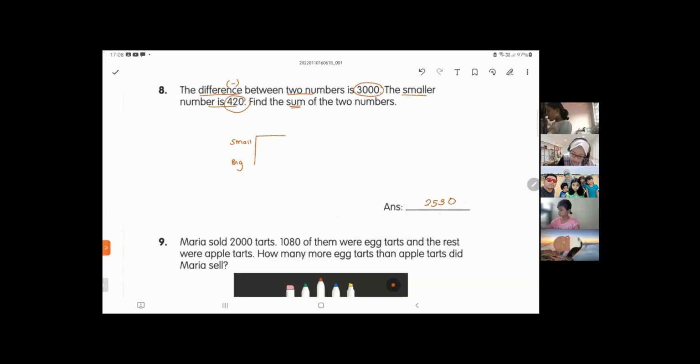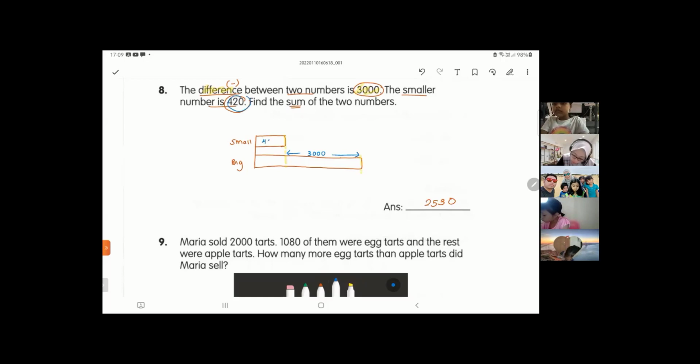So for the small number, I just draw a short one like that. Then I know there's a bigger number, right? A longer number. Okay, let's draw a long one until here. Right, long enough. Then they say there is a difference which is 3,000. So the difference is this part here. Can you see the extra part there? Okay, this is 3,000.